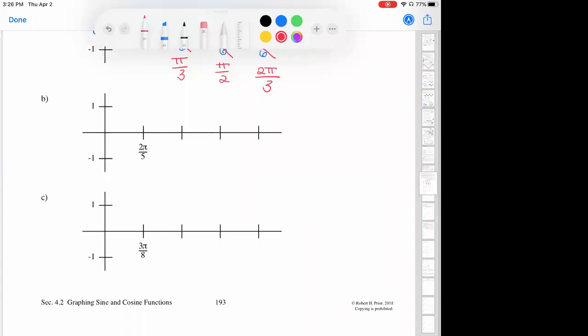If you're starting at 0 and you know 1/4 of it, from 0 to our first tick mark is 2 pi over 5. And I add the same value 4 times to get our period, right? So go ahead, do B and C.